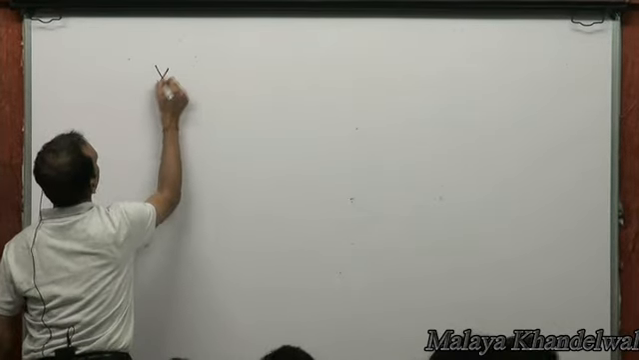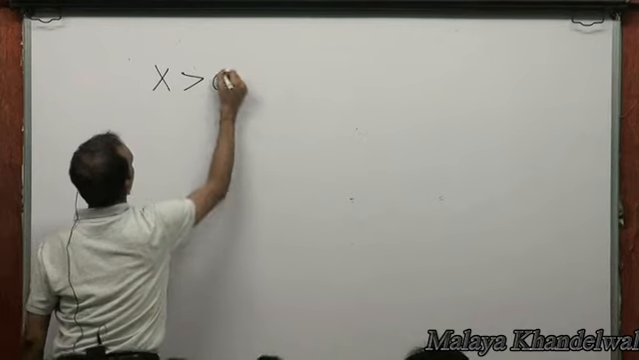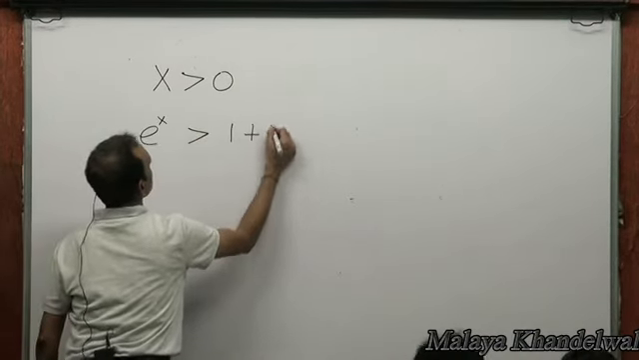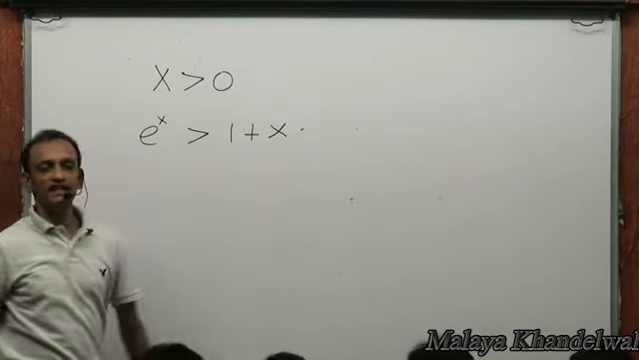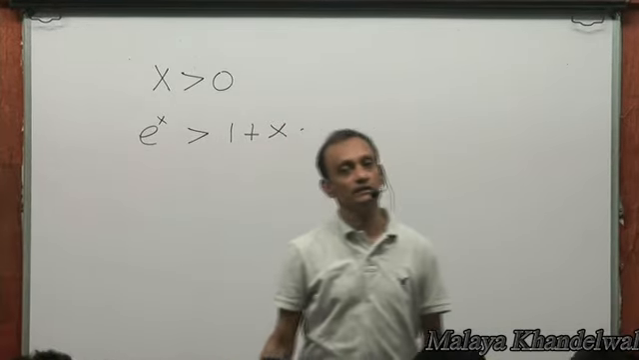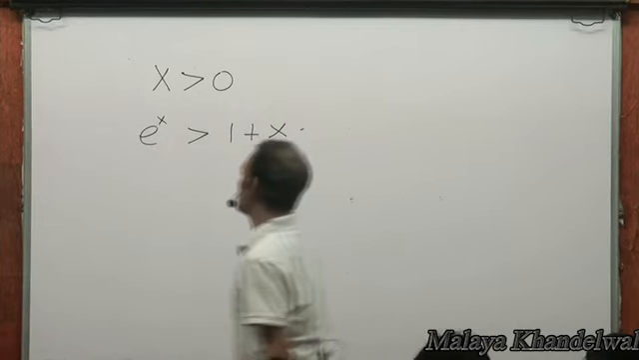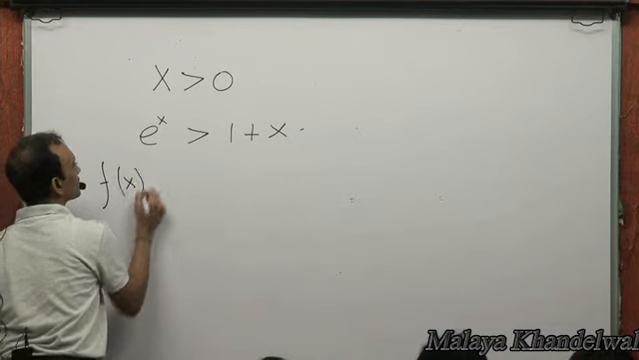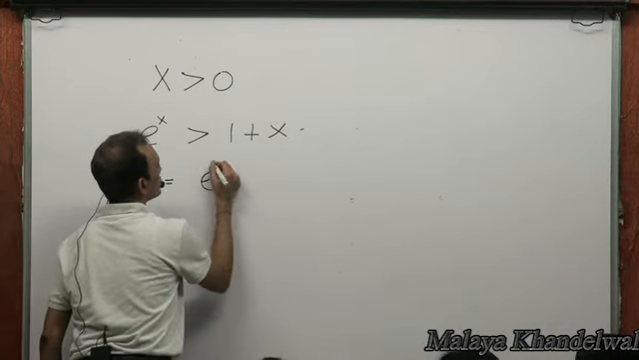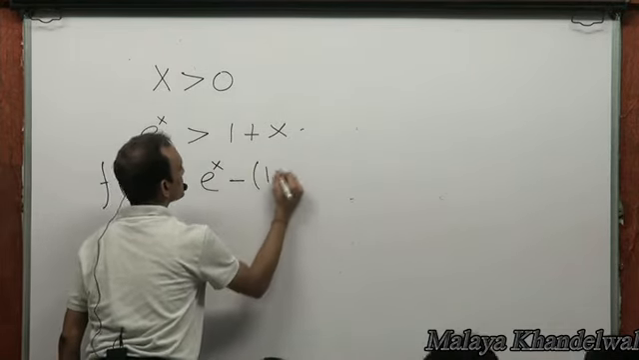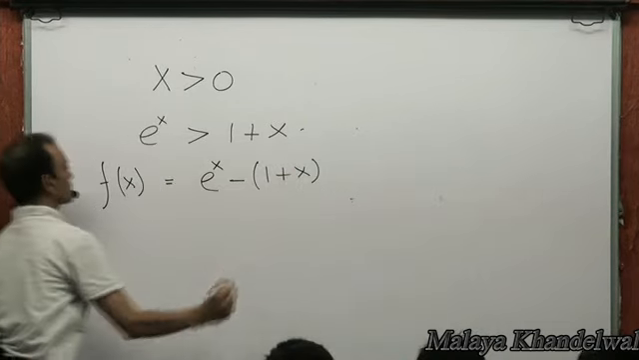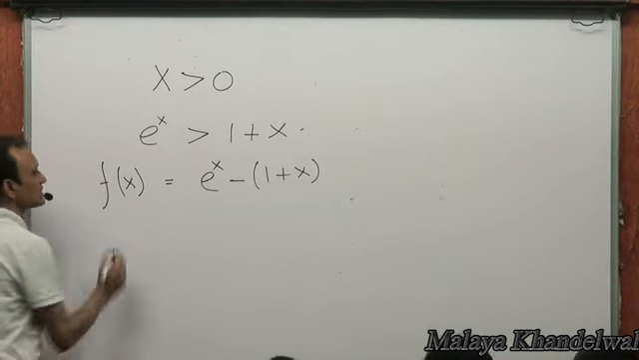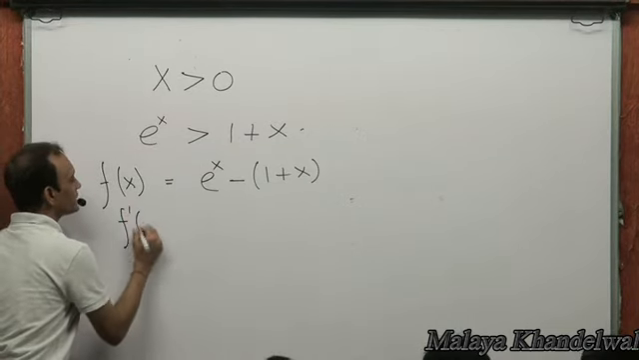Say for x greater than 0, e power x greater than 1 plus x. I want to show for x greater than 0, e power x greater than 1 plus x. Construct an auxiliary function f(x), which is e power x minus (1 plus x). Examine monotonicity, examine increasing, decreasing, differentiate with respect to x.